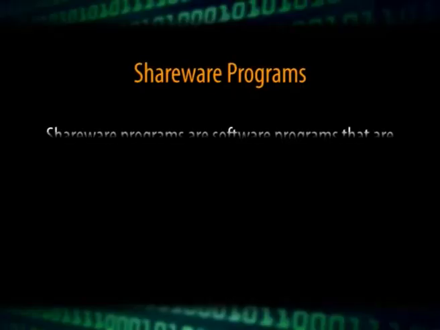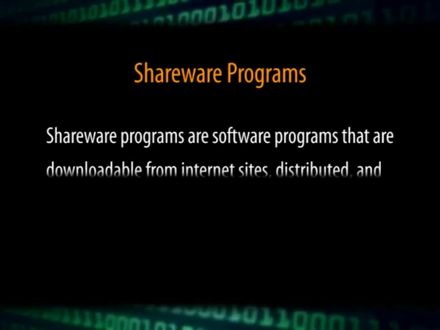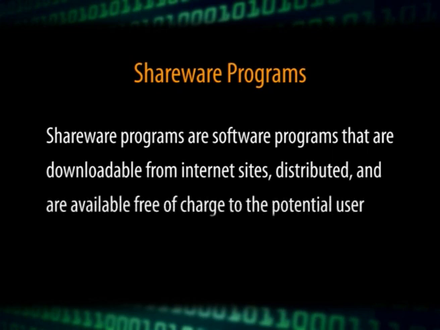The next category of the application software is shareware programs. The shareware programs are the software programs that are downloadable from internet sites and are available free of charge to the potential user or buyer. However, the developer of the software expects that the user or the buyer pay a small fee if they intend to use the program regularly.